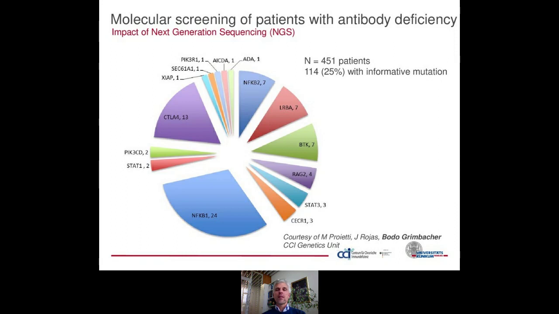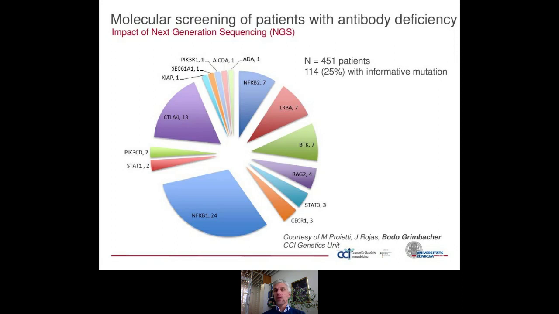Next generation sequencing has changed our look at CVID. CVID has always been regarded as a big black box with hardly any genetic defect in it. Then the first ones have been reported. They were very rare. But with next generation sequencing, we find more and more.